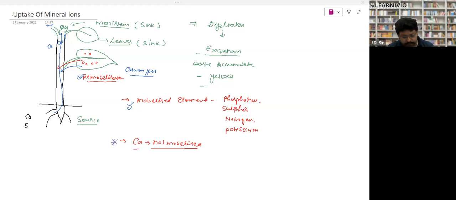The movement of ions from soil to the interior of the root is against the concentration gradient and requires active transport. Full stop.